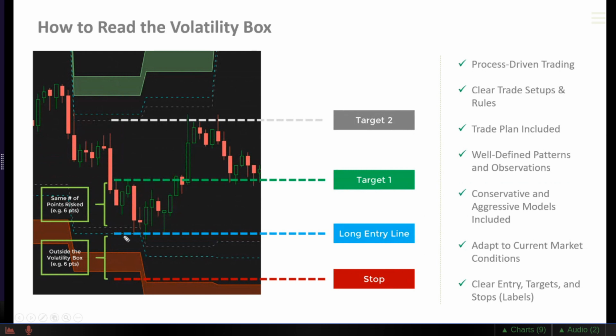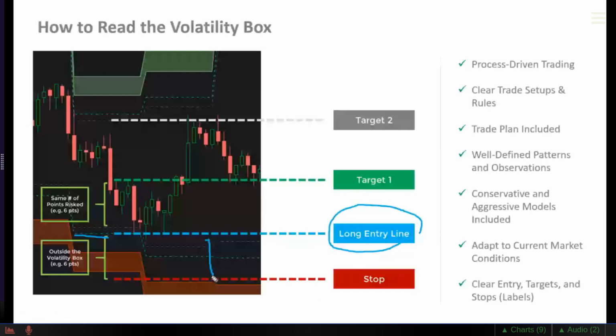So we have a very clear entry line. It doesn't matter what the conditions are. The cyan dashed line is our entry line, no matter what. Our stops are always, and I mean always, outside of the volatility box, where we give it X number of points of room, and we have made this programmatic, which I'll show you in a second. But our stop is always outside of the clouds, right? So we've given it this much room in every trade.